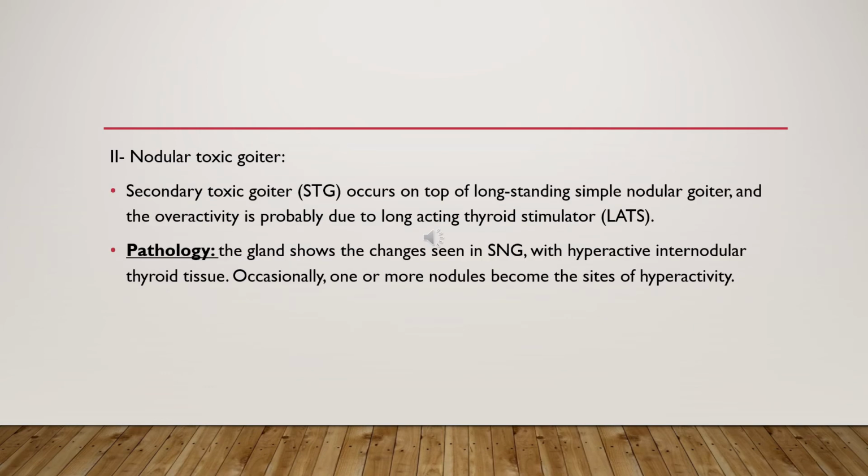Toxic nodular goiter. Secondary toxic nodular goiter occurs on top of long-standing simple nodular goiter. The gland shows changes seen in simple nodular goiter with hyperactive internodular thyroid tissue.